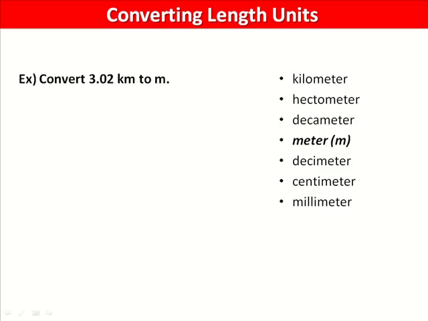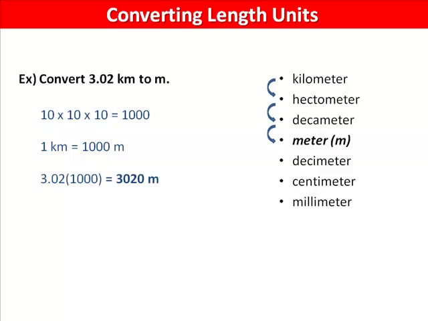Let's look at one more example. Convert 3.02 kilometers to meters. According to our list of units, kilometers is 3 levels away from meters, so 10 by 10 by 10 is 1,000. This means that 1 kilometer equals 1,000 meters. Multiply 3.02 by 1,000, our conversion, to determine the number of meters, which is 3,020.